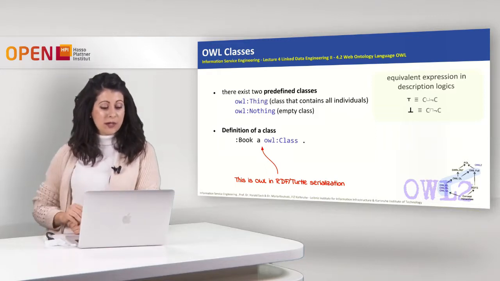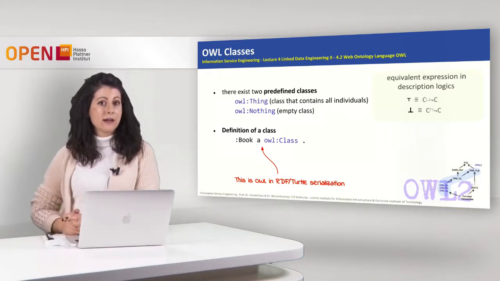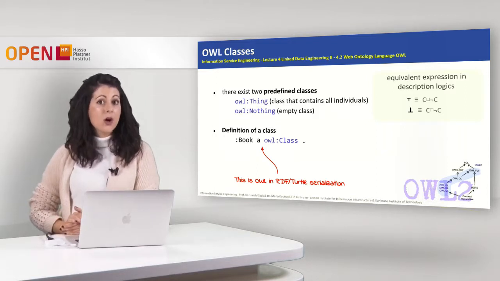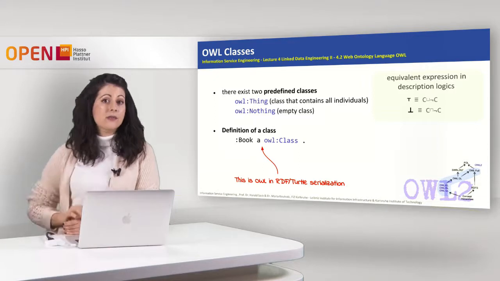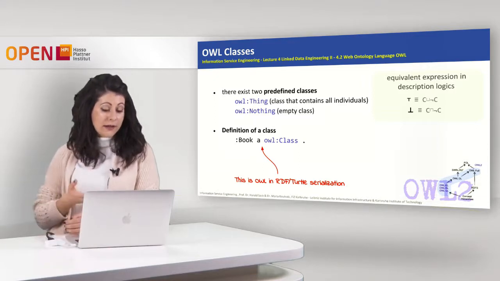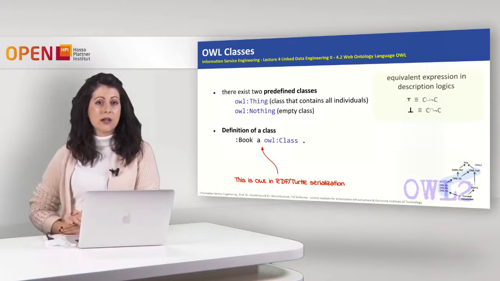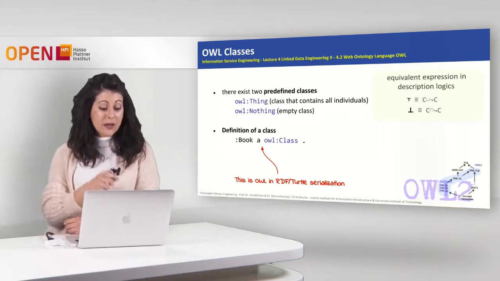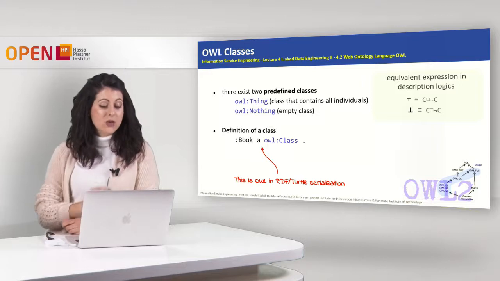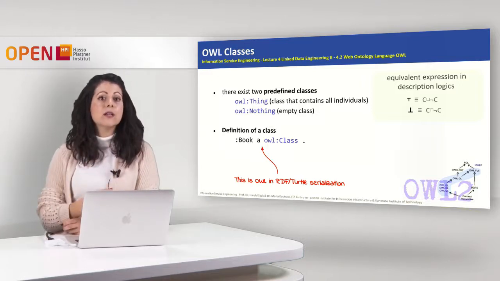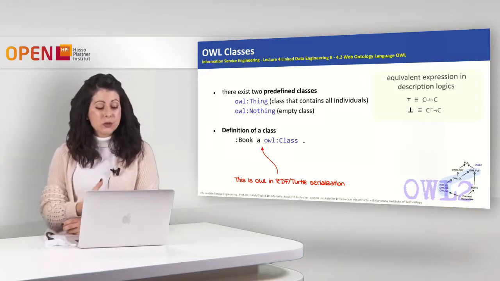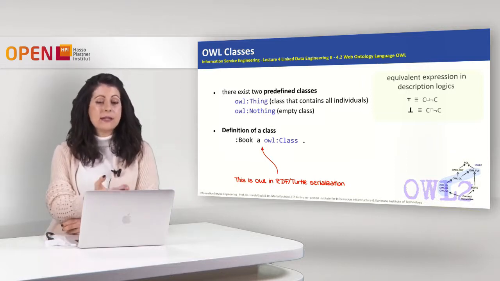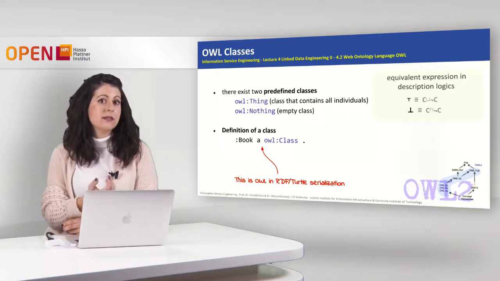So let's continue with classes and see how we define a class in OWL. Here we have a simple example which says Book a OWL class. This is an RDF Turtle serialization, so OWL in RDF Turtle serialization actually, so it's familiar to us. What is new here is this 'a'. 'a' here is equivalent to rdf:type. So whenever you see 'a' from now on, we mean rdf:type. So this means Book is of rdf:type owl:Class. This is the type of Book.